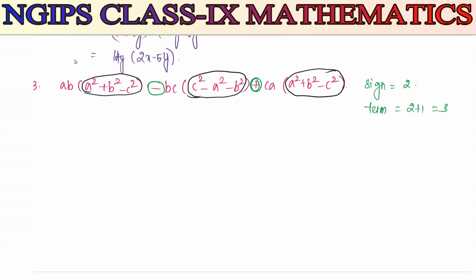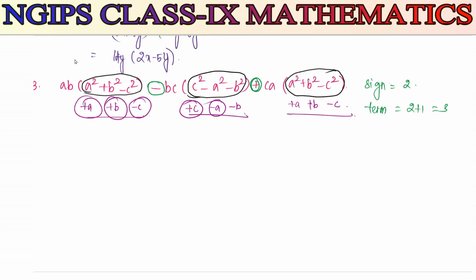Okay, now we will check the sign of the variables. For a we have plus, b we have plus, c we have minus. Here we have c is plus, a is minus, and b we have minus. Here a is plus, b is plus, c is minus. Now the first term and the last term, the variables have the same sign, whereas in the middle term, when you have minus, here it is going to be plus. When you have plus, here it is minus. So what we need to do is take a minus common from this term.